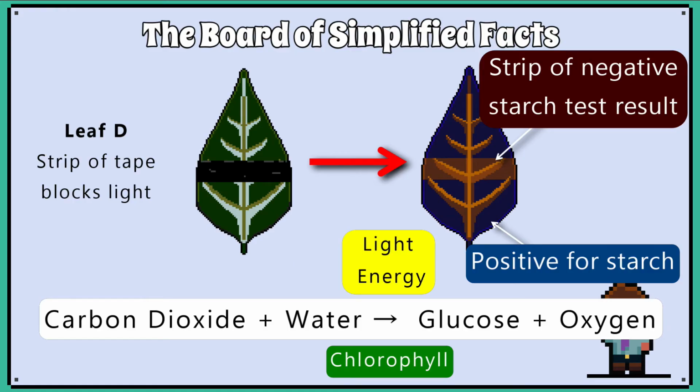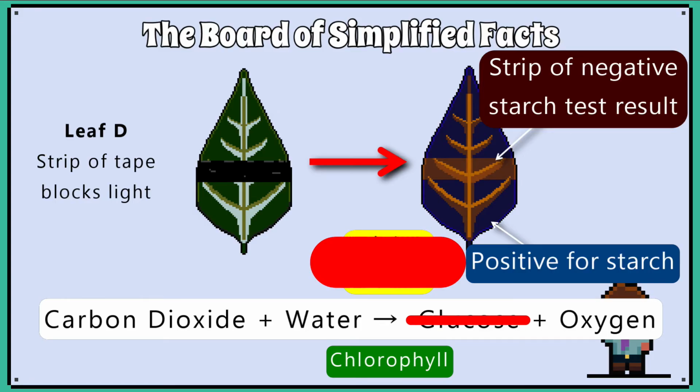Leaf D shows a strip where the starch test is negative. This shows that the tape blocked the light and the leaf was not photosynthesizing where the tape was, and therefore not making any glucose, and therefore no starch. So this shows that light is needed for photosynthesis to occur.